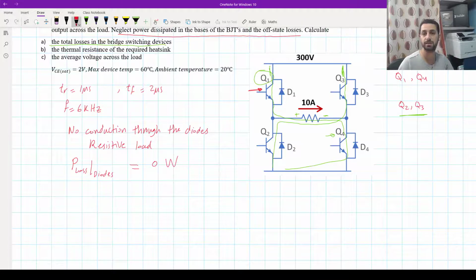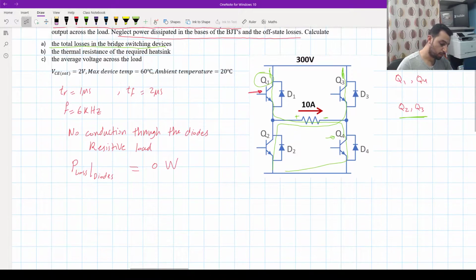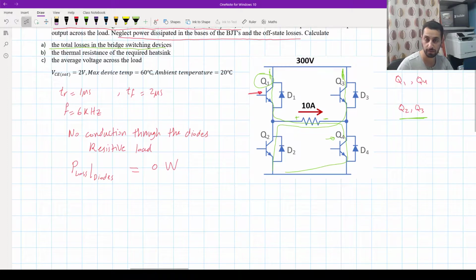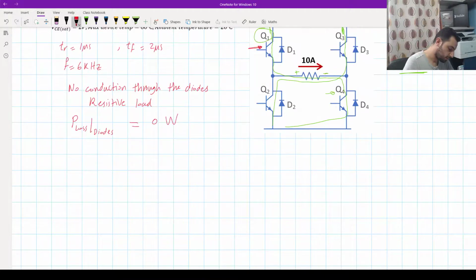If it's an inductive load, the inductor doesn't stop the current even if you switch off the transistors, as we explained in the lecture, and you have to flow that current through the diodes, and that's why we have to calculate the conduction losses for the diodes. But now there is no conduction loss for the diodes. Now all the losses will be just for the transistors. So we have 4 transistors. If we calculate for one, it will be the same for the others. Let's go for the power loss for the transistors.